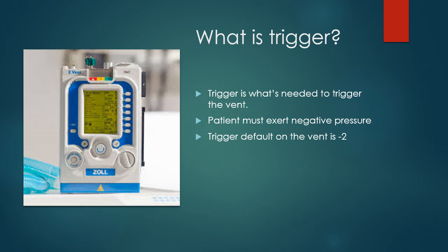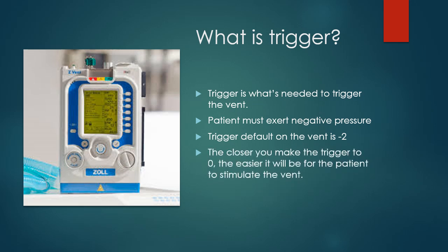So messing with the trigger is not necessarily something that you may do off the bat. This is more of fine-tuning the vent for your patient. So adjusting the trigger and increasing that number, making it closer to positive. So taking that -2 and making it -1, making it -0.5, which is about the highest you can go. Essentially what you're doing in that situation is making it more sensitive.